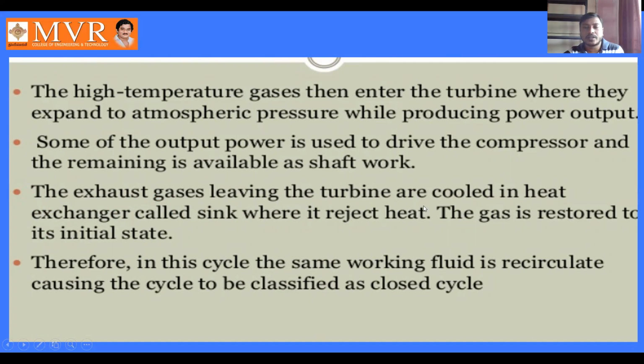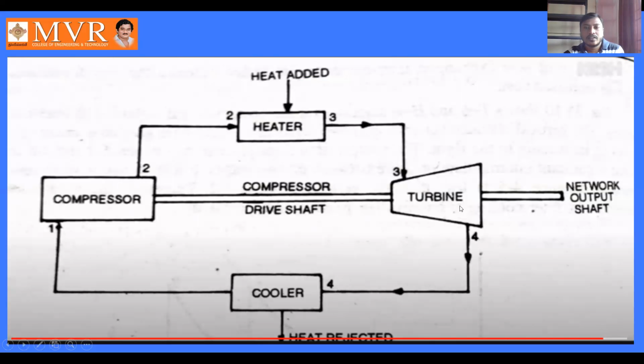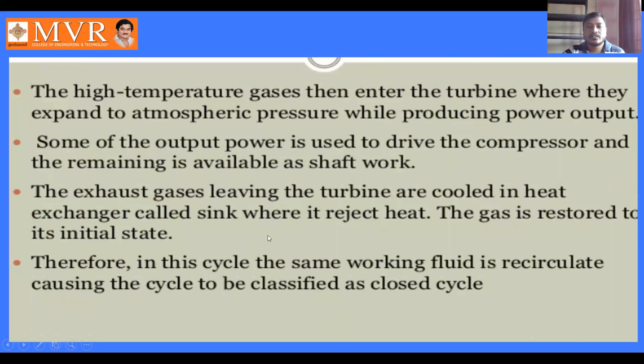The exhaust gases leaving the turbine are cooled in the heat exchanger called the cold sink. From the turbine, the remaining gases enter the cooler, where they are cooled. When cooled, the gas or air rejects heat to the cooler. The exhaust gases leaving the turbine are cooled in the heat exchanger cold sink, where it rejects heat. The gas is restored to its initial state. Therefore, in this cycle, the same working fluid is recirculated, causing the cycle to be classified as a closed cycle.